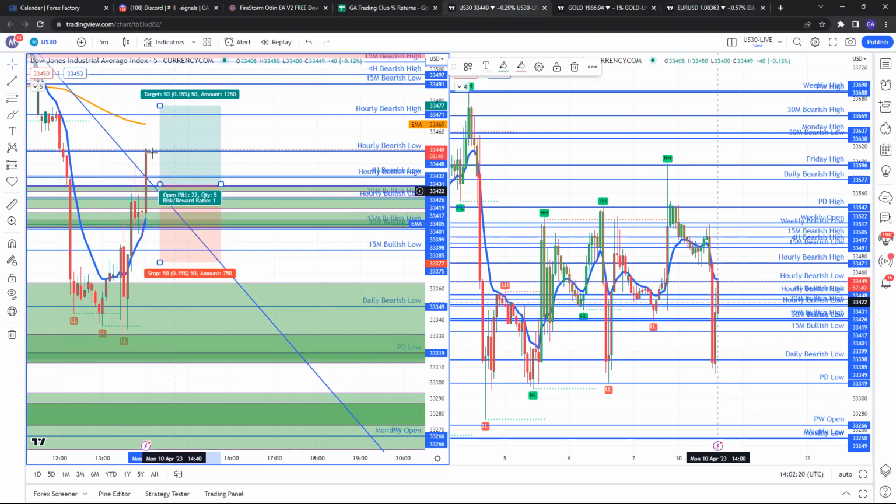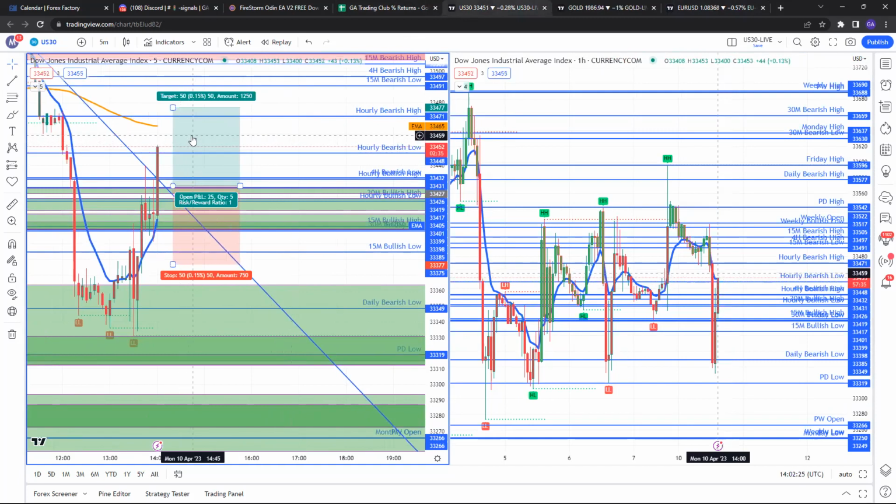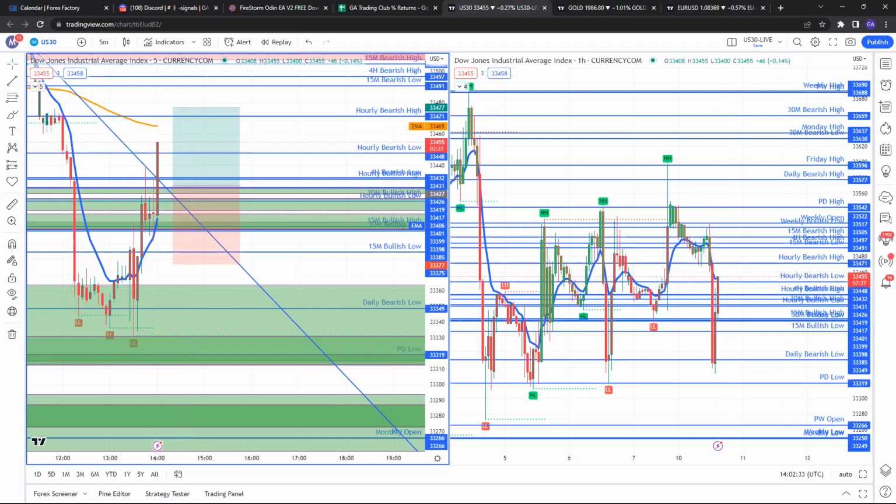Okay, there goes US 30, right? Let's just focus on US 30 for now. We need this candle to break above and close above, and then we need the next candle to test that trend line and then close above, and at that point I will enter into a buy on US 30.